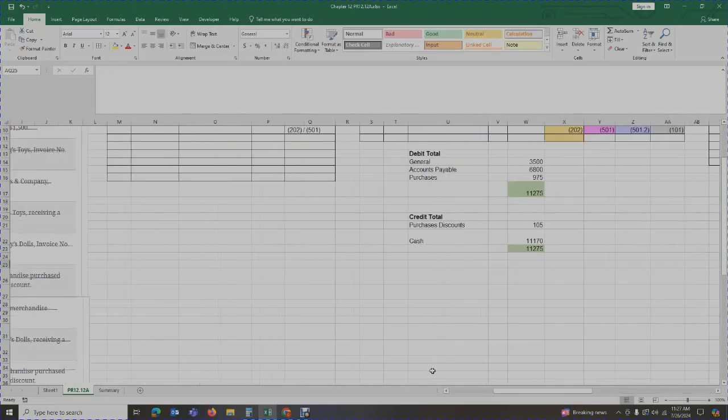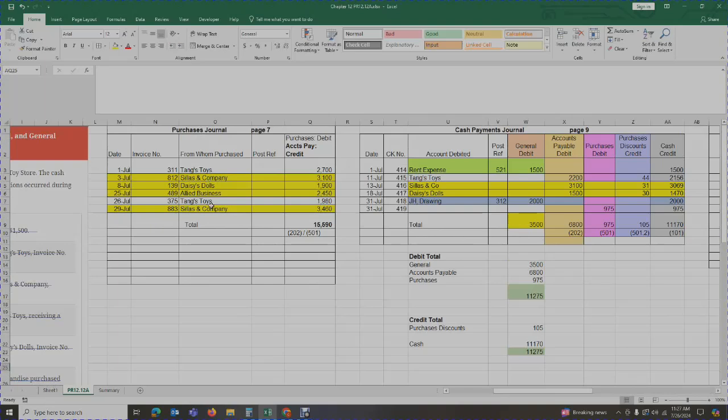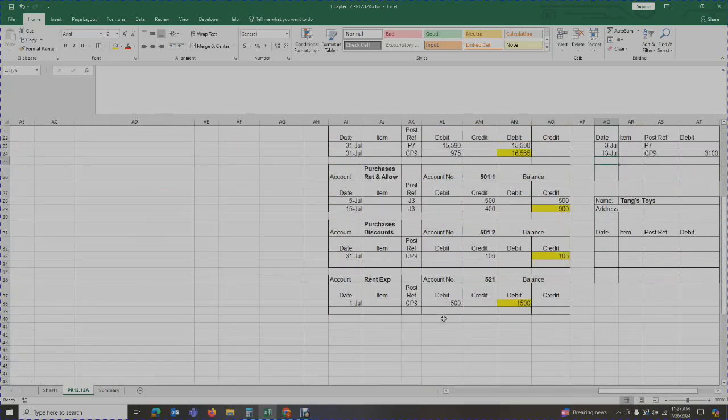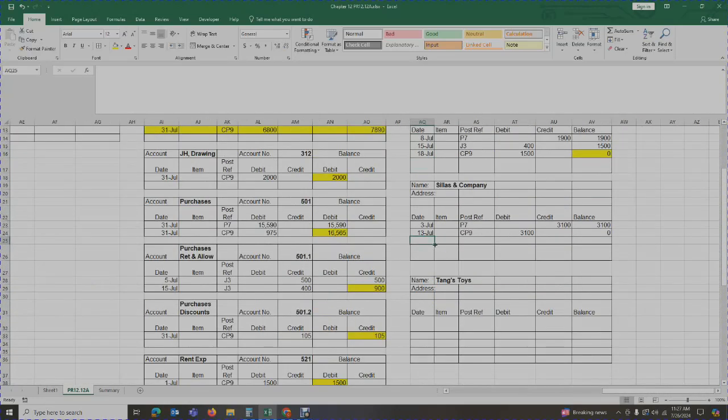And then if we go back to my purchases journal, on July the 29th, there's another purchase from CS for $3,460. So we're going to put that over. That happened on July the 29th. This is coming from Purchases Journal number 7, and we have a credit of $3,460. So now we show that we owe an ending balance of $3,460 for CS and Company.